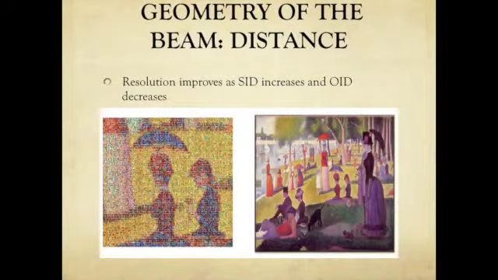Another aspect of beam geometry is distance. Resolution is improved with greater SID. An image may appear blurry, but taking a few steps back and reviewing it from further away greatly improves the sharpness and detail. Resolution is also improved with less OID. This is why the side of interest is always positioned closest to the IR.